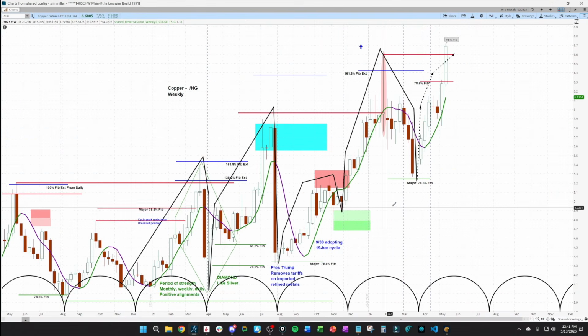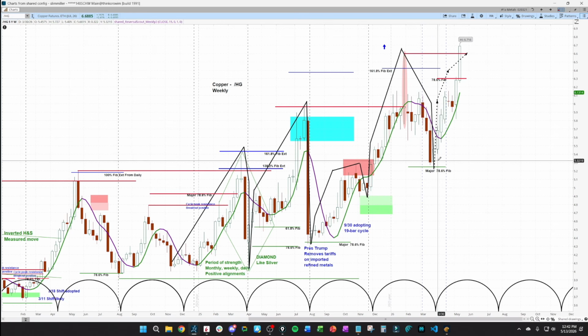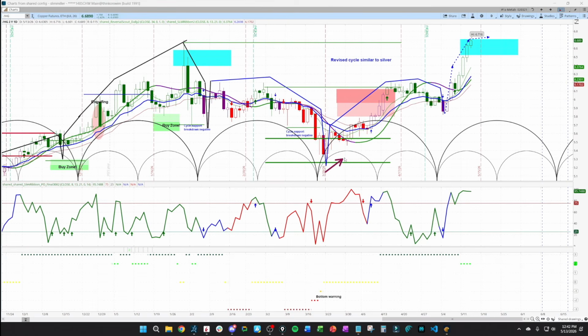Jump over to copper. Again, strong move to new highs, fast move to new highs. Okay, so this is acting really, really well. And let's just hop over to the short term. Look at that, bullish, not only cycle base, but also a right hand translation, right? That's super strong off of the low.